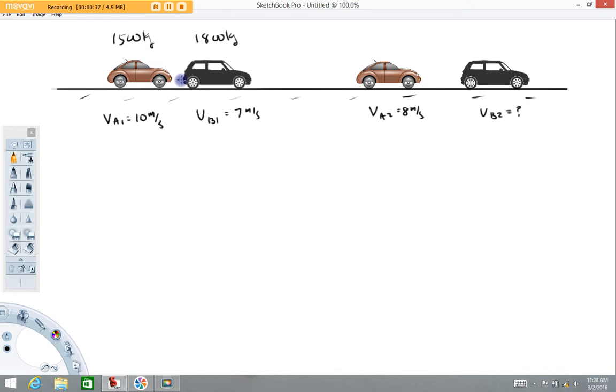After the impact, car A is now moving at 8 meters per second. We're going to try to calculate a couple things. First, we're going to calculate the velocity of car B after the impact. And second, we're going to calculate the change in kinetic energy of the system.